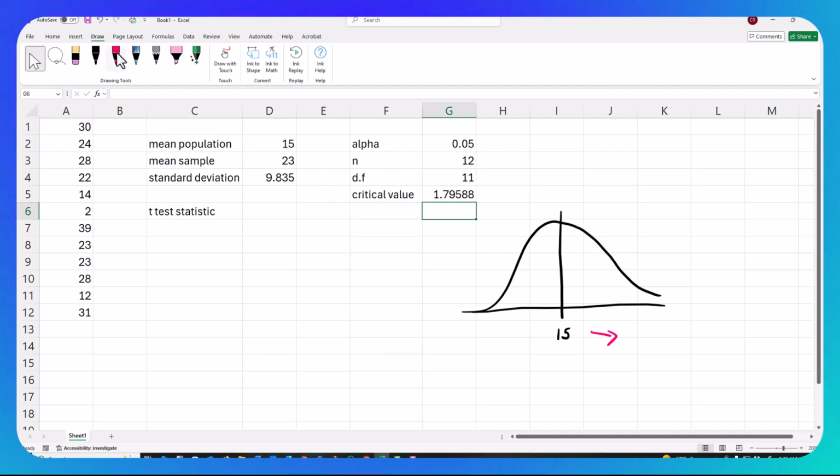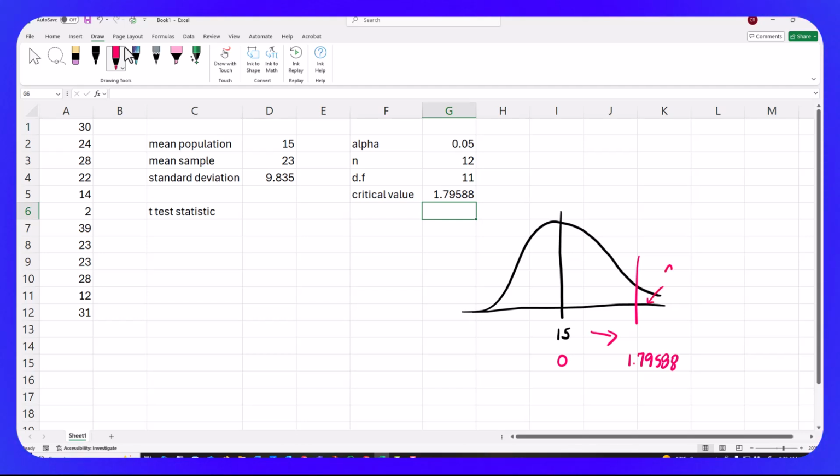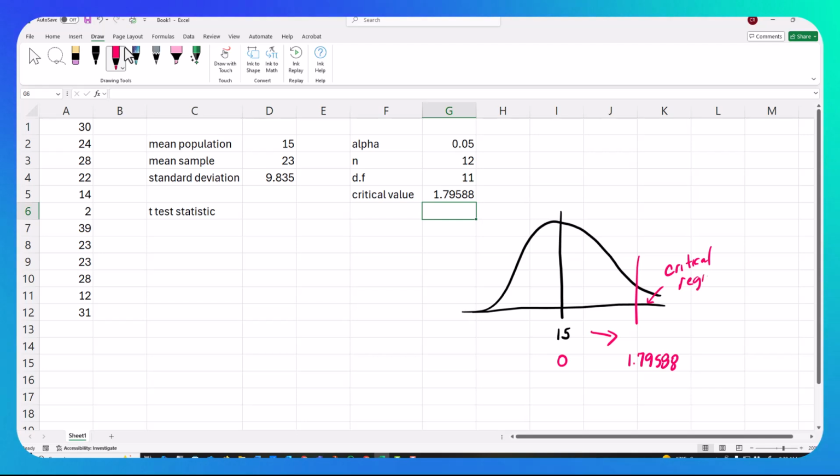So again, remember what this value is. If I standardize this to a mean of 0, it's saying if anything is past this value, meaning if you are in this critical region based off of our data, then we are going to reject. Well, what you compare the critical value to is the test statistic.